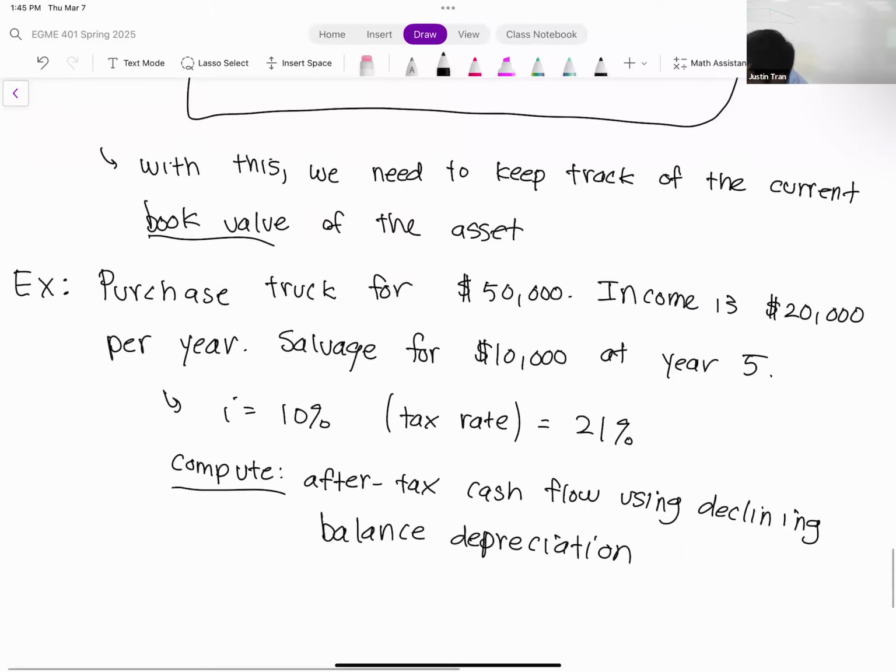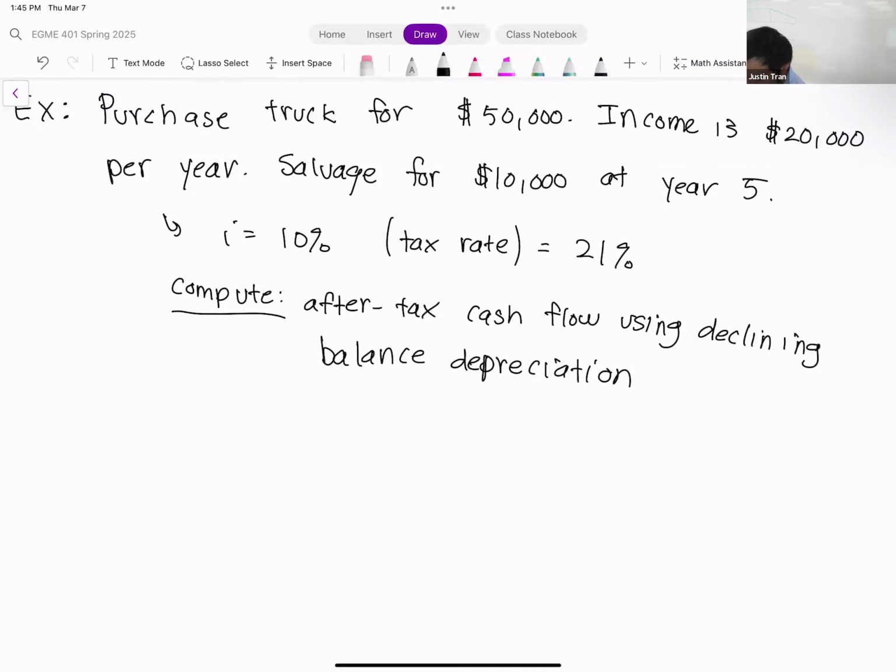All right. So let's make our table again. I'm gonna add a column to the table. So at the end of the column, I'm gonna have a column for book value. All right, so we have year.